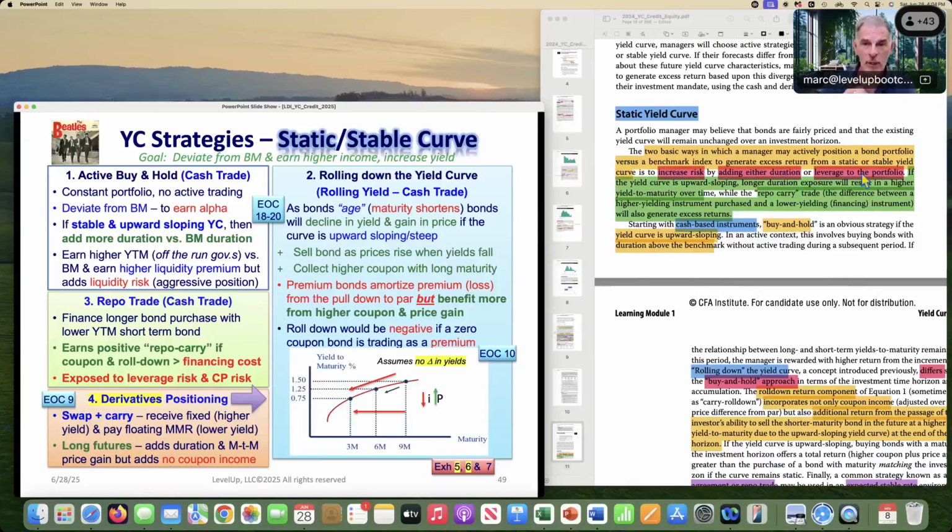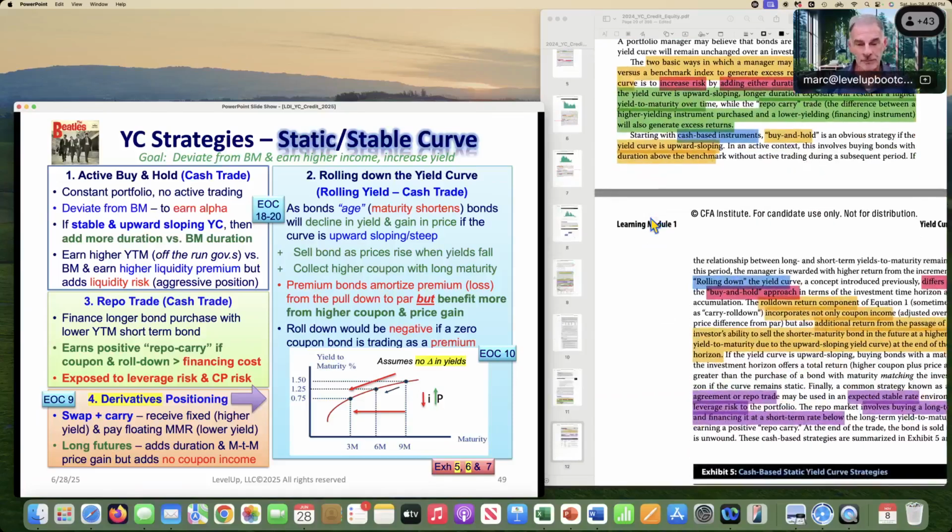Notice this in green. If the yield curve is upward sloping, longer duration will result in a higher yield because of the maturity premium. Repo trades will also add additional excess return.